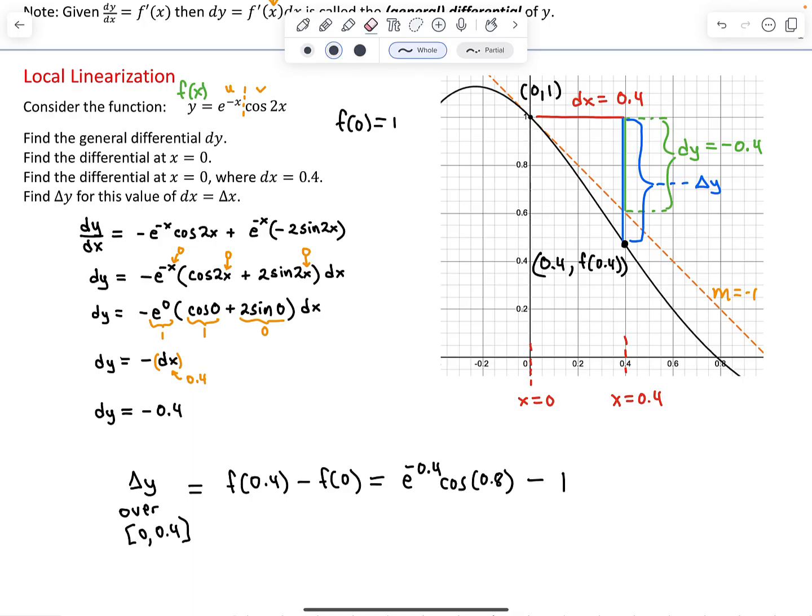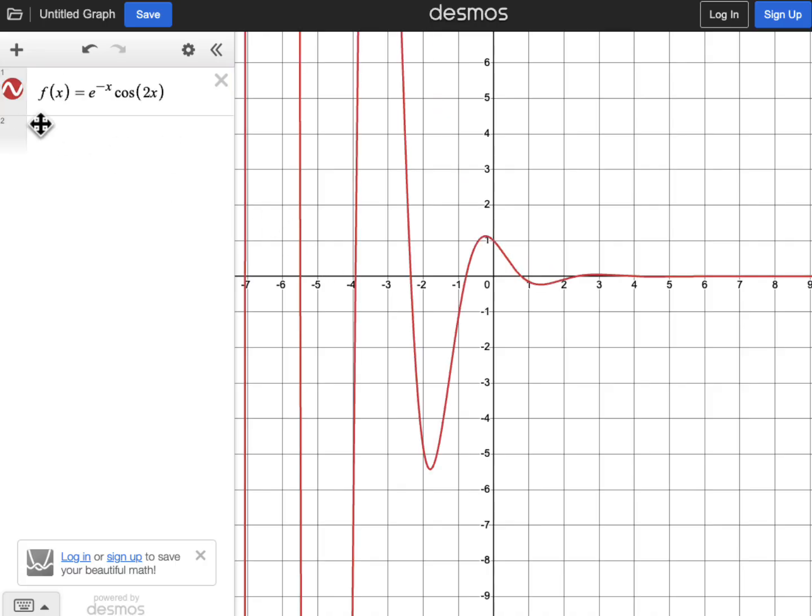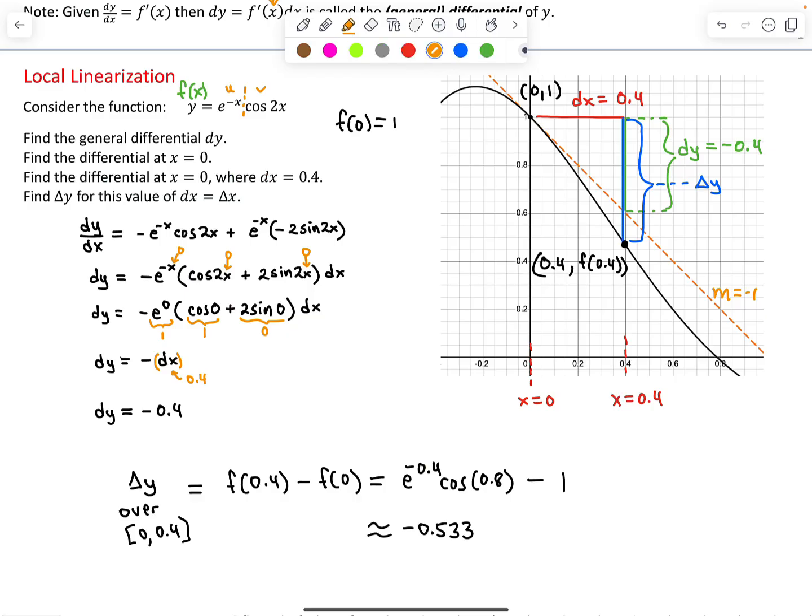Let's approximate what this is in decimal. In Desmos, I'll type in f of x equals e to the negative x times cosine of 2x. F of 0.4 is about 0.467, and then minus f of 0, or we could just say, since f of 0 is 1, and we get approximately negative 0.533, rounding to 3 decimal places. Now notice that the predicted change in y-coordinate of negative 0.4 is not too far off from the actual change in y-coordinate experienced by the function. So we have that dy is approximately the same value as delta y, or in other words, negative 0.4 is approximately negative 0.533.